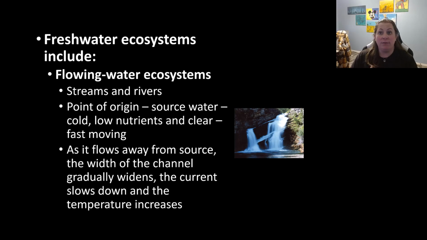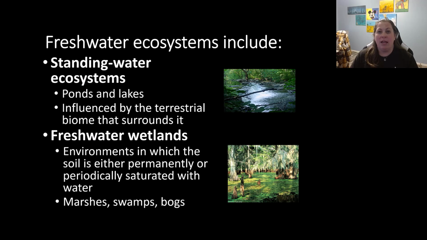Now, these are the ones that are flowing. Some of the other freshwaters are standing water. Standing water ecosystems include ponds and lakes. These are influenced a lot of times by the terrestrial biome that surrounds them, whether it's a boreal forest, a deciduous forest, or the tropical rainforest. But we do see that they are formed where water goes in, but it doesn't really come out of those ponds and lakes.